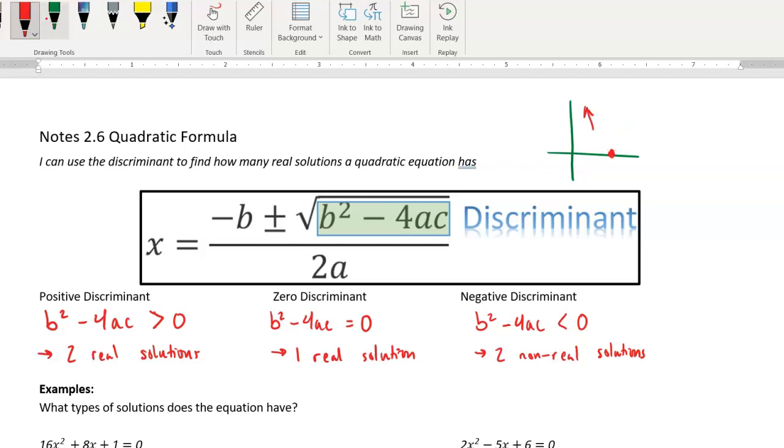I know it wasn't very good. There we go. A little better. And if there's no real solutions, that'd be a parabola that doesn't intersect the x-axis at all. It's still a parabola, it just doesn't have any real solutions. It doesn't have any real x-intercepts.